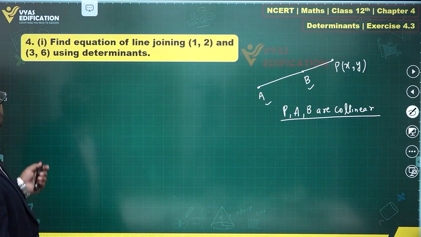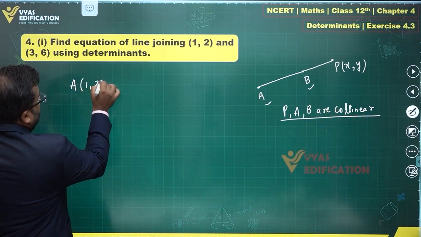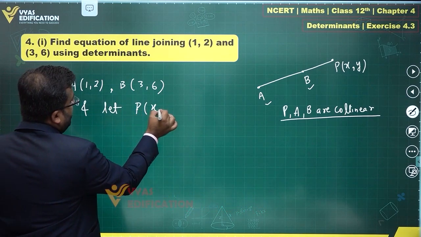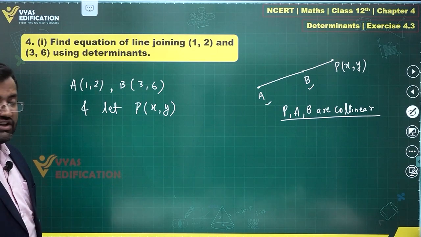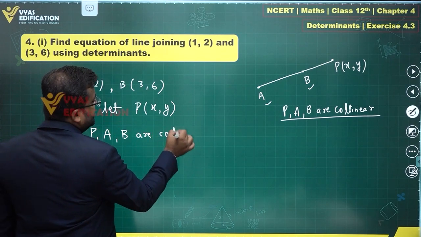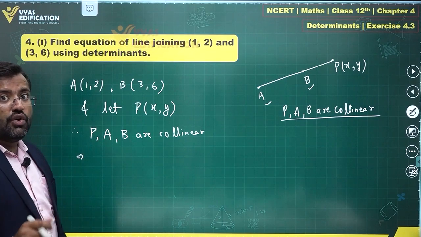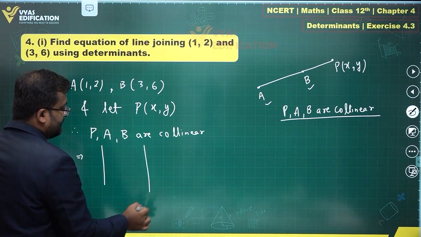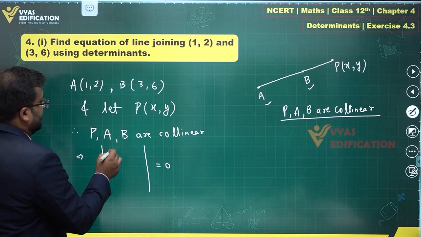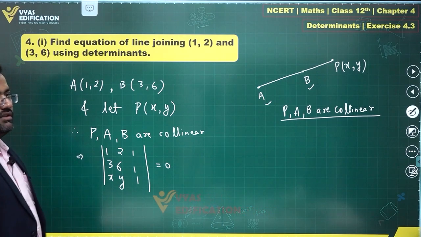What do we have? We have A(1, 2), B(3, 6), and let P(x, y) lie on the line. Therefore, P, A, B are collinear. That's the condition that I need to apply, which implies that the area of triangle PAB is 0, or alternatively, half times the determinant is 0, or the determinant is simply 0. That is the determinant with rows 1, 2, 1; 3, 6, 1; and x, y, 1. This is what you have.